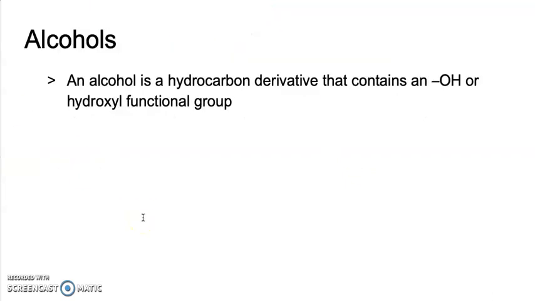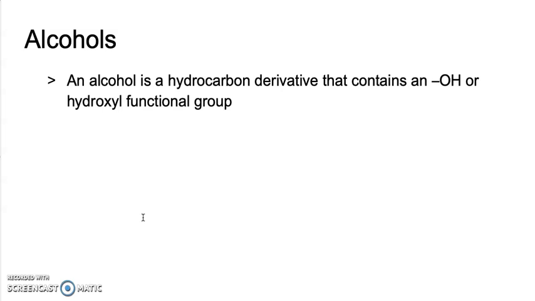So the first kind of hydrocarbon derivative we are going to talk about is an alcohol. An alcohol is going to be a hydrocarbon that contains an OH or hydroxyl functional group. So don't confuse these with hydroxide and bases.